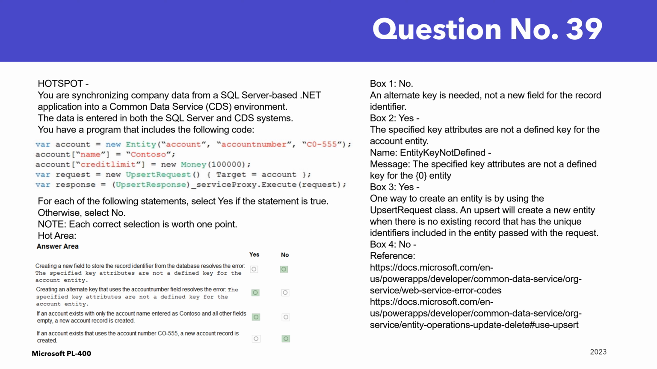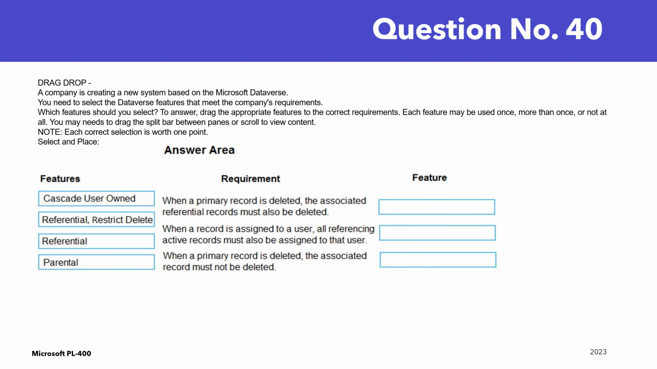If an account exists with only the account name entered as Contoso and all other fields empty, a new account record is created. Statement: Yes. If an account exists that uses the account number CO555, a new account record is created. Statement: No.